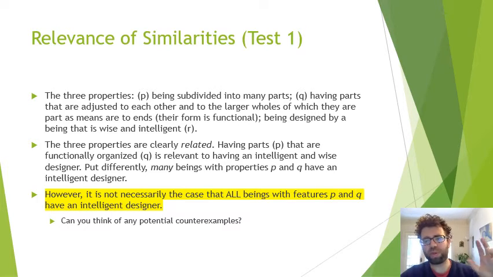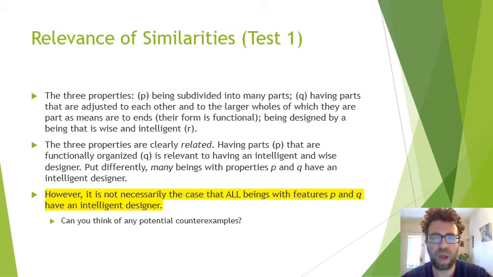Now, these three properties are clearly related. They're not accidentally related, in other words. Properties P and Q are necessary. You can't have property Q without having property P. You can have property P without having property Q, of course. You could think of an entity, a being that has many parts, but whose parts are not functionally organized in any specific way. An example of that would be, say, a bowl of popped popcorn.